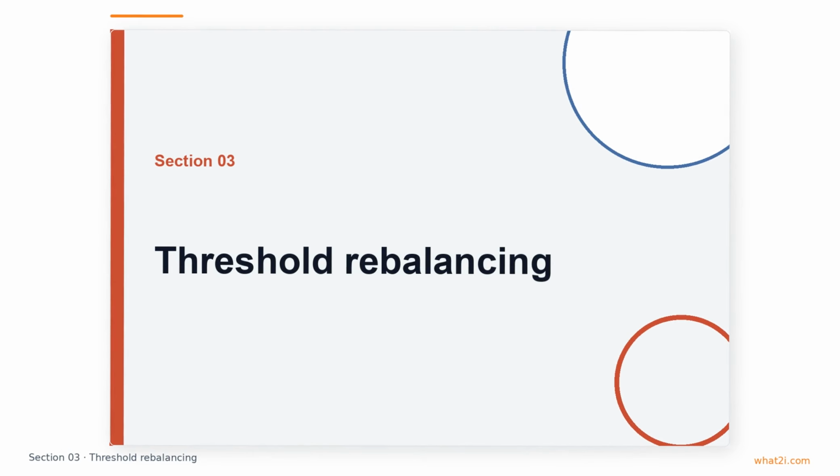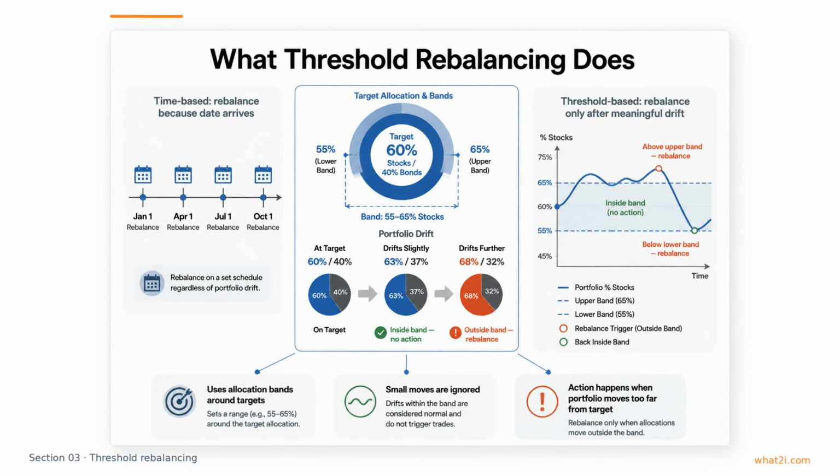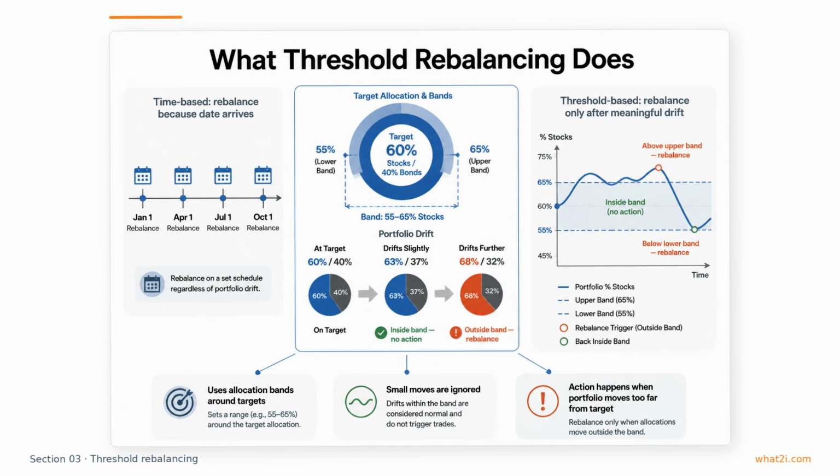Section 3. Threshold rebalancing. Threshold rebalancing takes a different approach by letting portfolio drift rather than the calendar determine when action is needed. The investor sets tolerance bands around each target allocation and rebalances only if an asset class moves outside its allowed range. Small fluctuations are ignored because they do not meaningfully change the risk profile. This can make the process more selective than a fixed calendar schedule. Instead of trading because a date arrived, the investor trades because the portfolio truly moved far enough to justify it. In that sense, threshold rebalancing is designed to focus attention on meaningful drift.